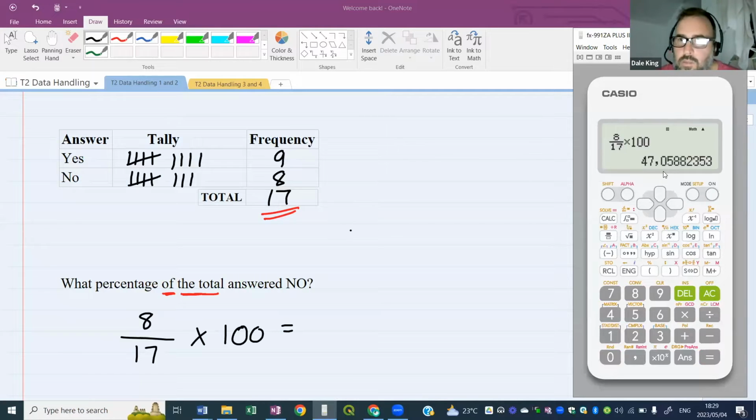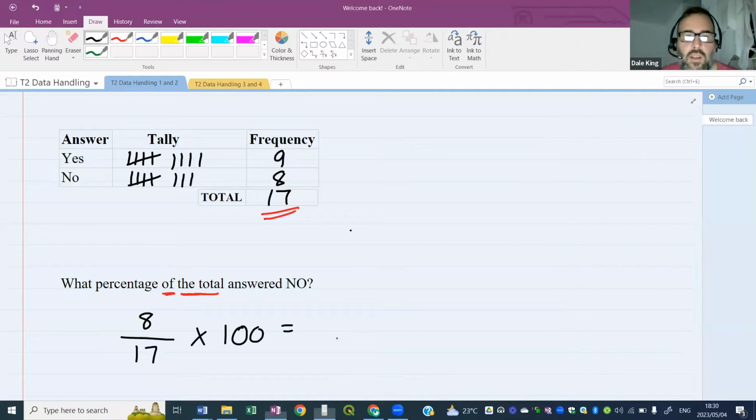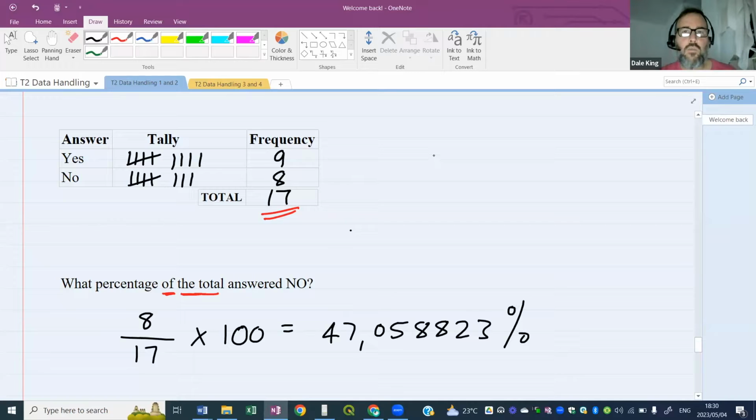We get a long decimal number here, so I'm going to write the whole thing out: 47.058823%. As you all know, the instruction on the exam will always say round off to the second decimal place. We're looking at the second decimal, which is the 5. Will the 8 next to it change it, or leave it the same? It's above 5, so it will change it. So that becomes 47.06%. So 47.06% of the people in this survey answered no.